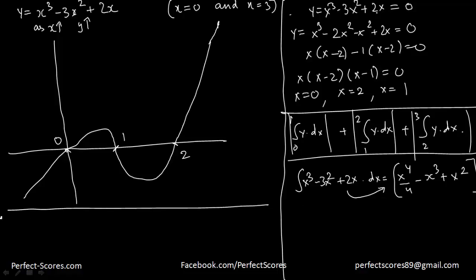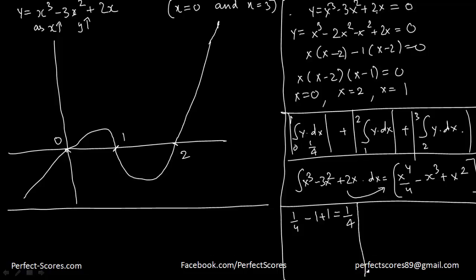So first I'll find from 0 till 1. So if I find from 0 till 1, what can I do? 0 is just going to give me 0, and 1, since it's b minus a, right? So the one part is just going to be, I have to put 1 here, 1 by 4 minus 1 plus 1, which is actually equal to 1 by 4. So this is equal to 1 by 4.